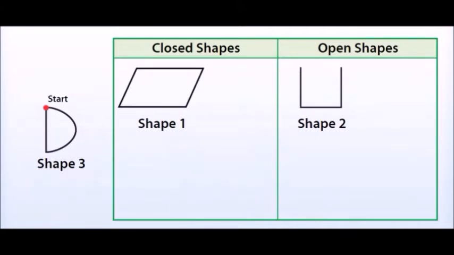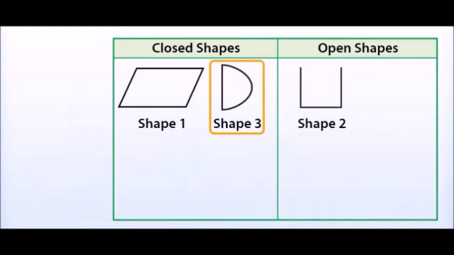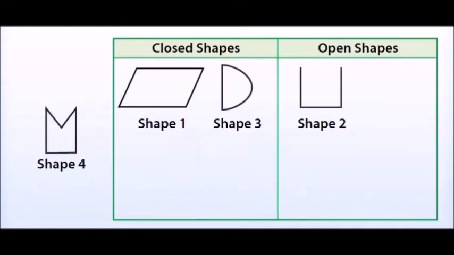Let's start from this point. Shape 3 starts and ends at the same point. So is shape 3 a closed or an open figure? Shape 3 is closed. Where do you think shape 4 belongs?